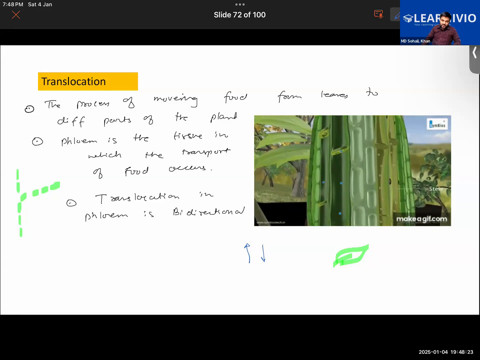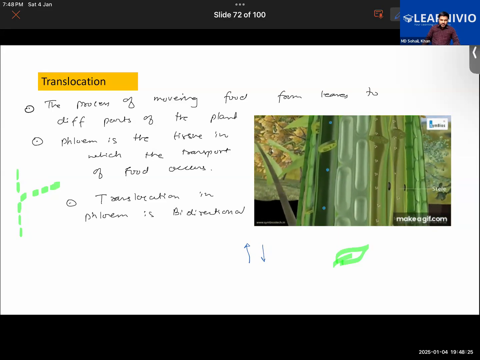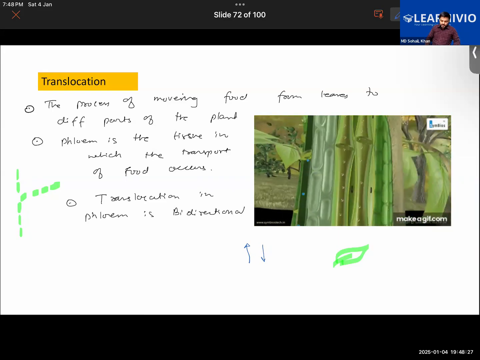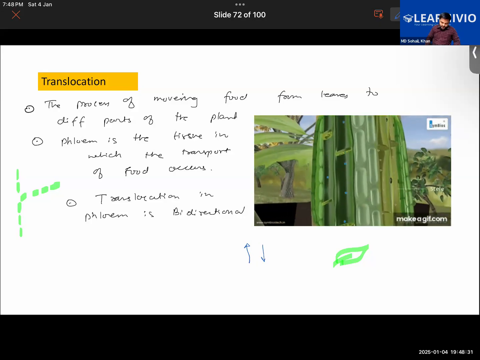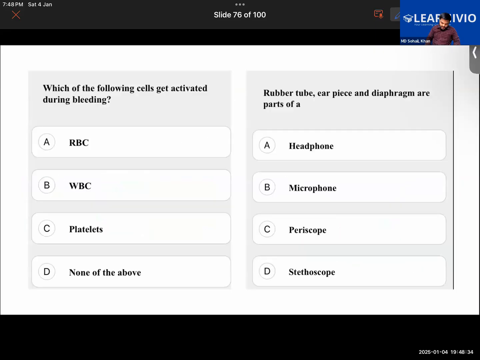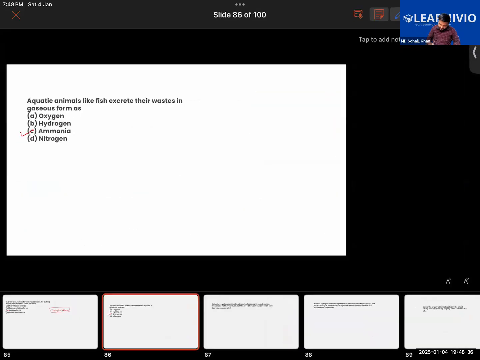Have you taken the screenshot? One minute, sir. Okay, done. Good. So that is all about the movement of materials in the plant's body. Just one minute.